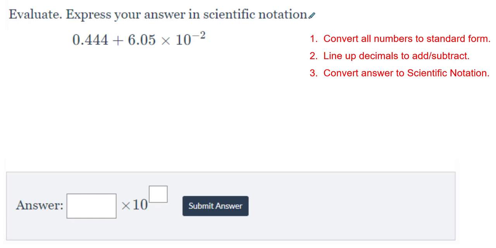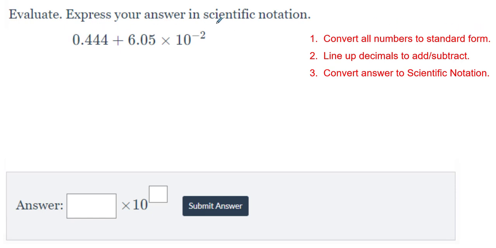Okay, so same as the prior lesson. The only difference is we have negative exponents. So just to recall, with negative exponents, we're going to have numbers that are pretty small, typically less than 1 whole. So step number 1, just like the prior day, we're going to convert all numbers to standard form.